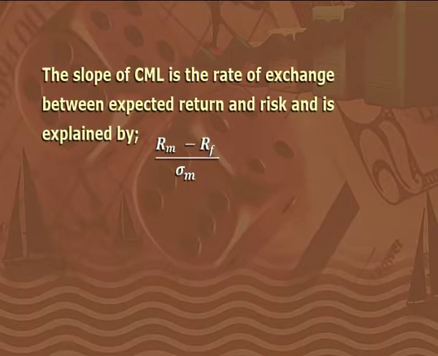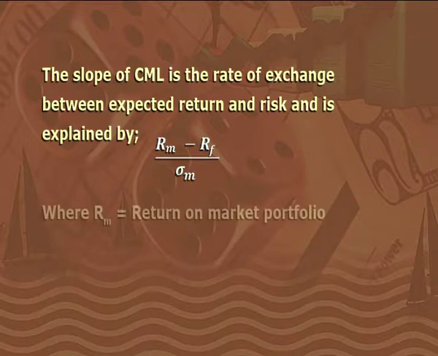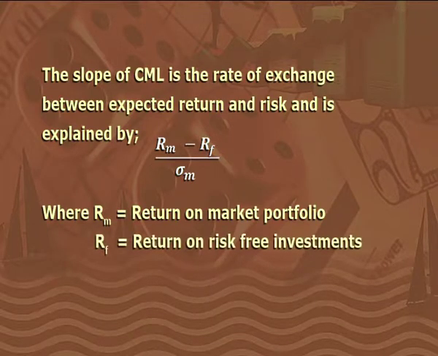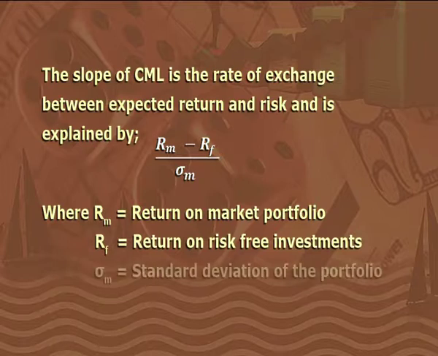The slope of capital market line is the rate of exchange between expected return and risk and is explained by RM minus RF divided by standard deviation of market portfolio, where RM is return on market portfolio, RF is return on risk-free investments. Standard deviation of market portfolio suggests the standard deviation of the portfolio. The slope of the CML gives the market price of risk for fully diversified portfolios.